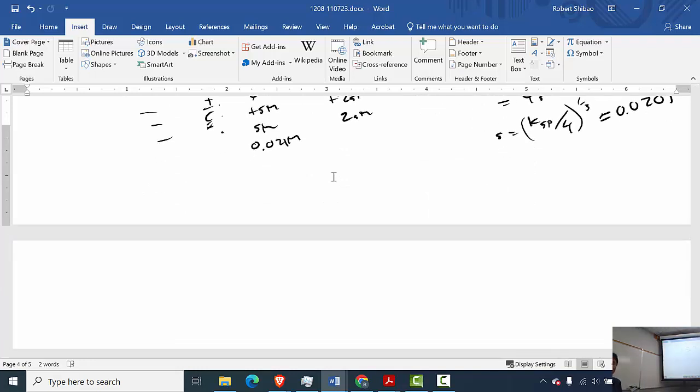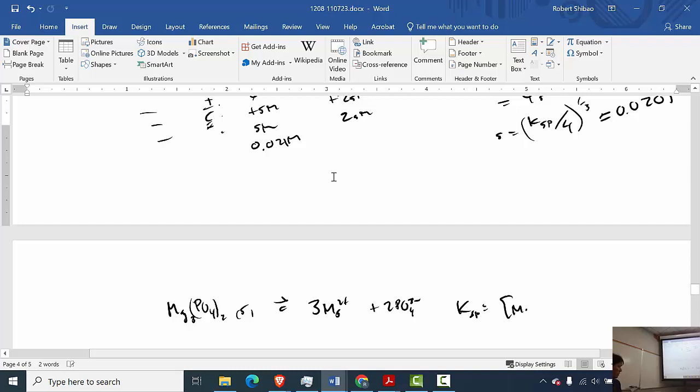Then we had the last one, which is what, the phosphate? We're going to go through 3 magnesiums and 2 phosphates. KSP for this is going to equal the magnesium concentration cubed times the phosphate concentration squared.